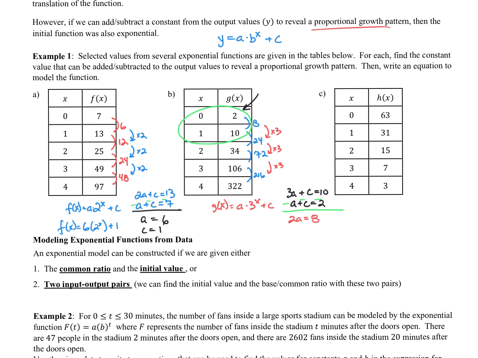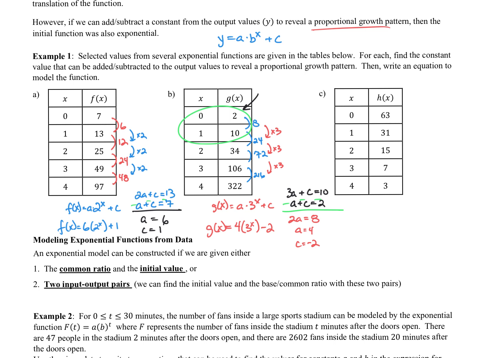All right. And so then what does A equal? 4. So A is equal to 4. And so if A is equal to 4, then what does C equal? Negative 2. And so then my G of X would equal what? 4 times 3 to the power of X and then minus 2. All right. And so there's how we can get that exponential function. All right. Let's do it again.